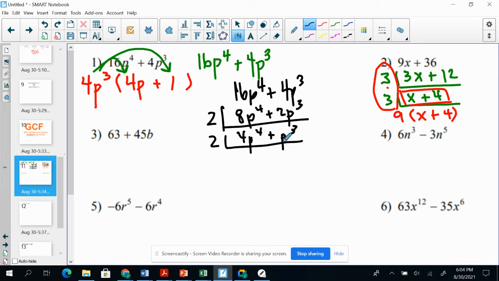I have p to the fourth and p to the third. You can pull out 1p at a time if you want. It just takes a lot longer. Again, it just depends on how your brain works. So then this is going to be p to the third. This will be p squared. So I still have p, so I'm going to pull out another p.